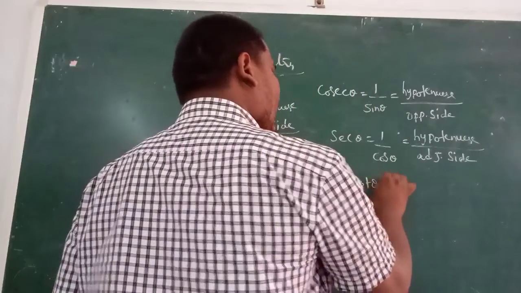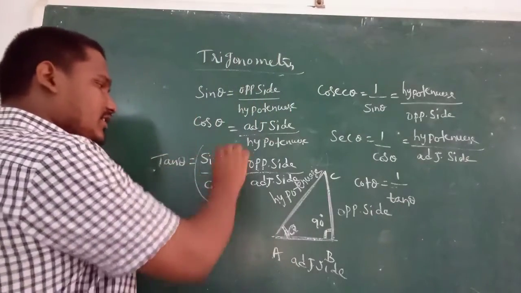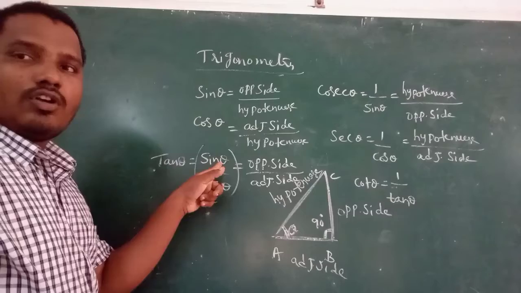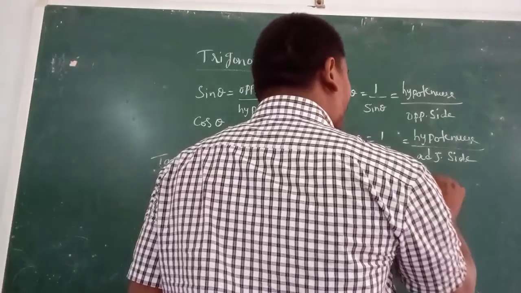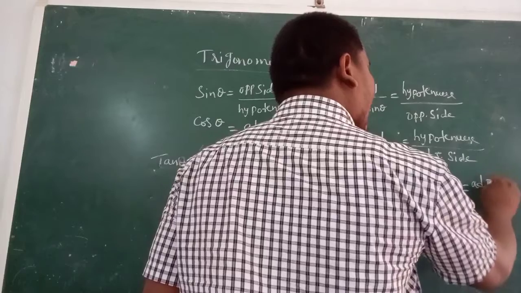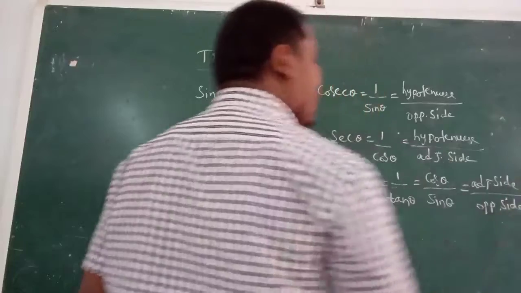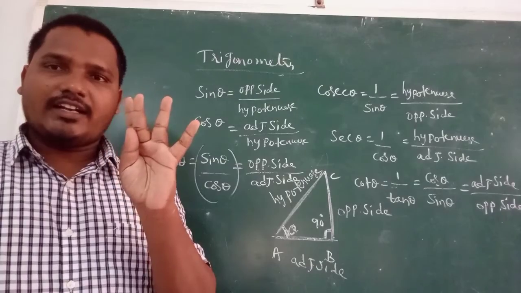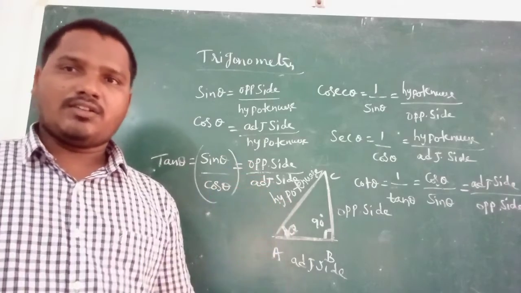And cot theta is equal to the reciprocal of tan theta. It also gets reversed: cos theta goes to the numerator and sin theta goes to the denominator. That is equal to cos theta by sin theta, which is adjacent side by opposite side. These are the formulas for sin theta, cos theta, tan theta, cosecant theta, secant theta and cot theta.